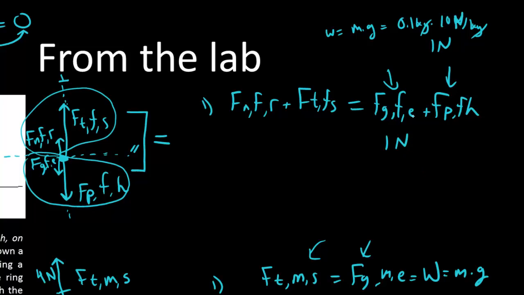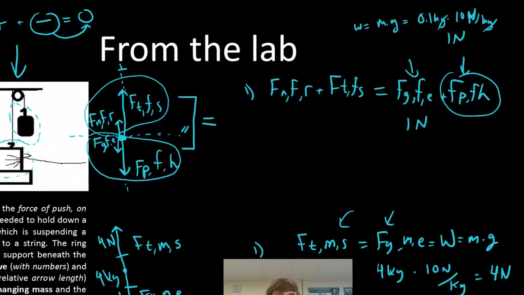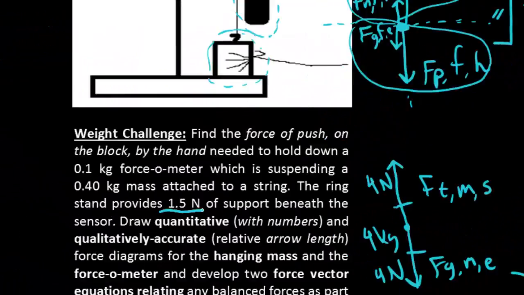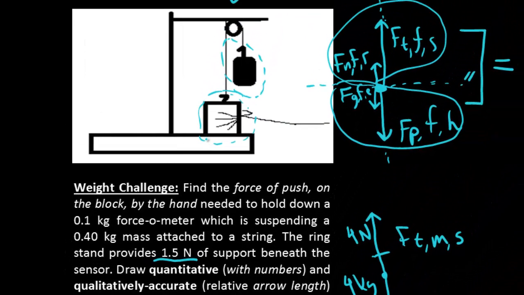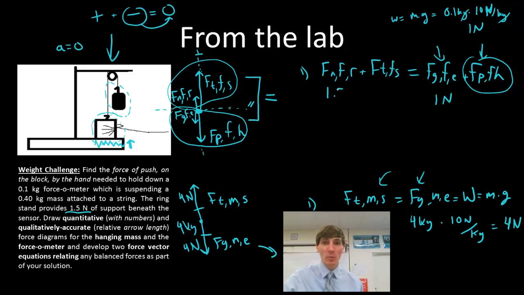Okay, 1 newton. So I know one of these things, and now I need to find 2 of the other ones so I can solve for my unknown. I need to solve for this. So I'm going to look at the problem, and it gives me some information. It gave me the fact that there's 1.5 newtons of support force beneath the sensor. So what that means is that the ring stand here is providing 1.5 newtons of force as those atoms are getting scrunched, or those surfaces are pressing together. So that normal force acting is 1.5 newtons, and I can plug in that value.